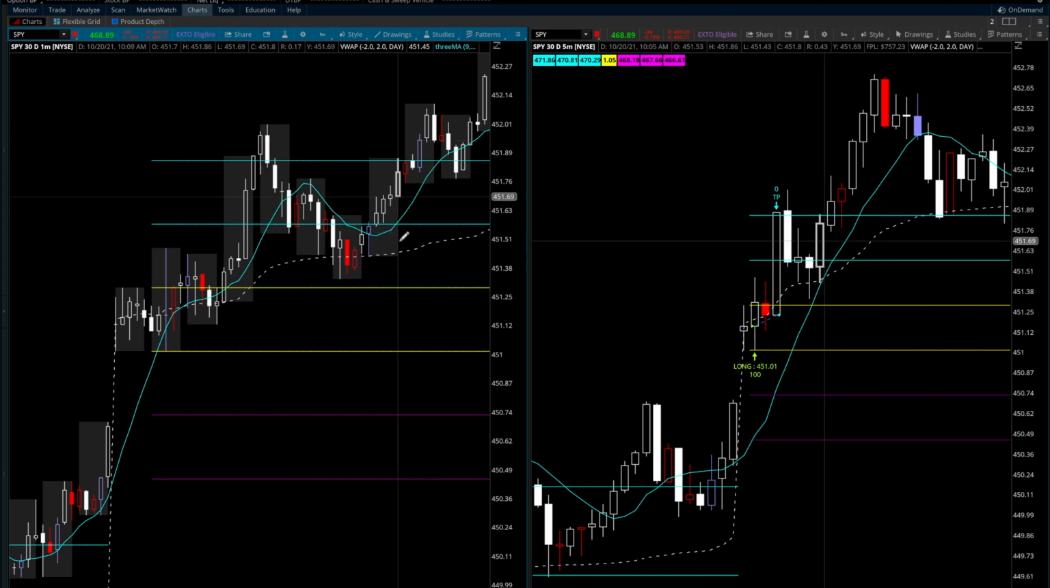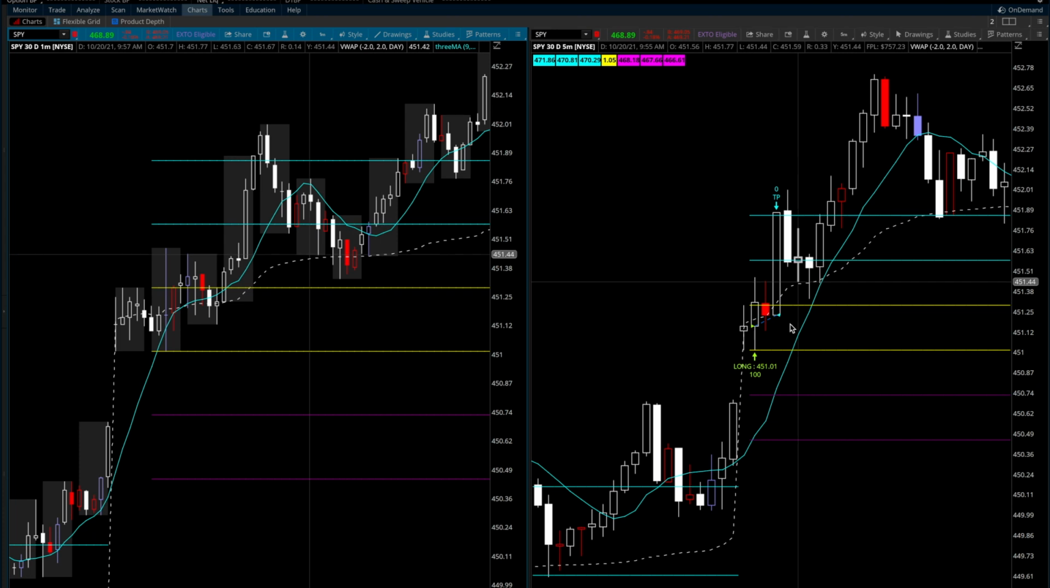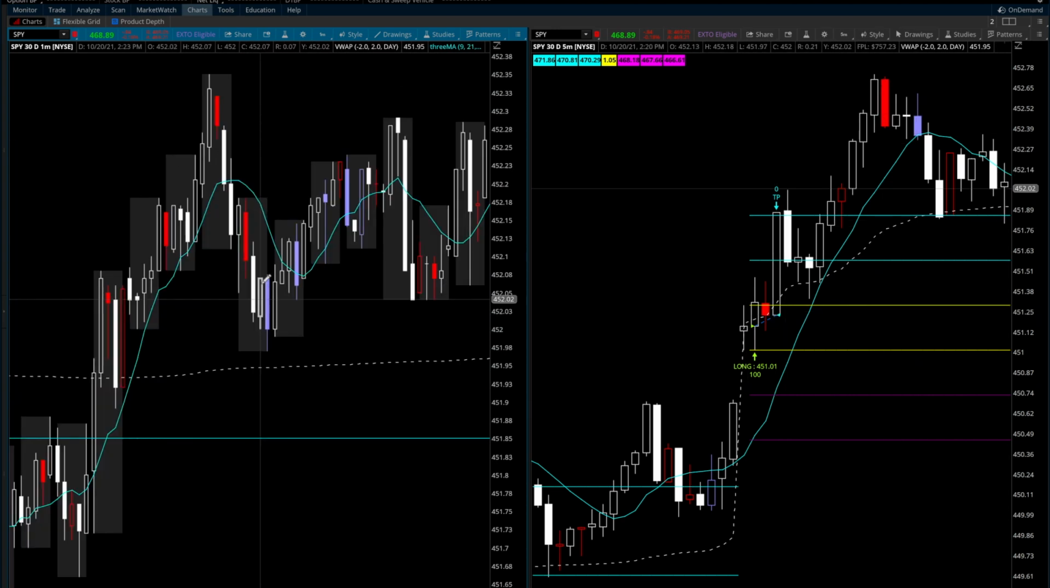And again, you can close a position once you get a close below VWAP. You can close it here. You can close it. A lot of ways to morph this to you.